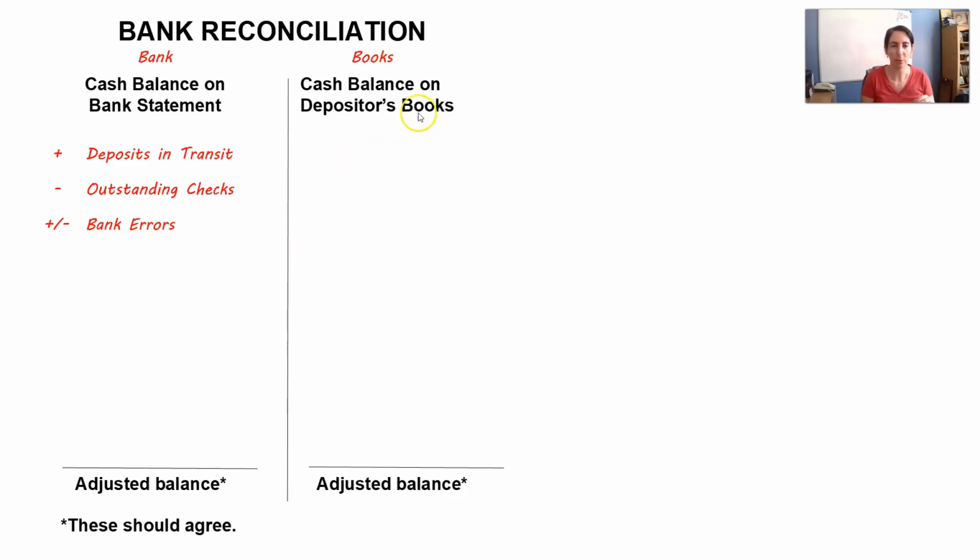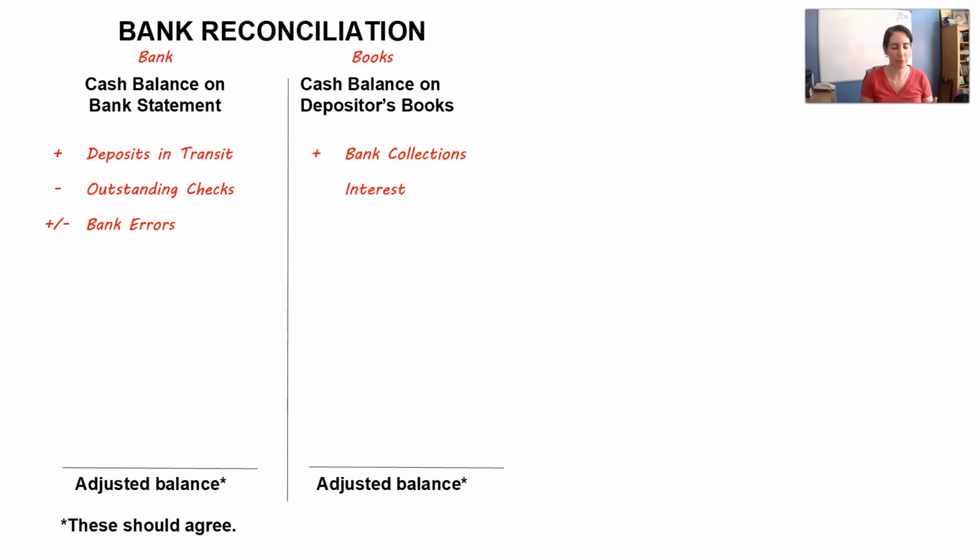Don't worry, we'll do this in numbers in a moment. Cash balance on the depositor's books. Well, let's say the bank collected money on my behalf, which happens sometimes. Sometimes people just send money directly to the bank. I open up my online bank statement and I go, oh, they paid me. Awesome. I need to update my records to show that bank collection. I need to add it on the depositor side.